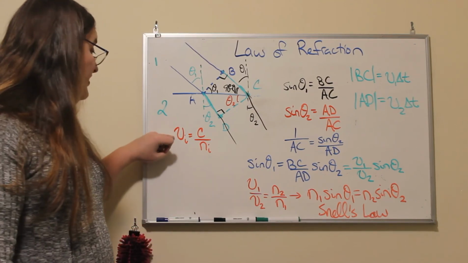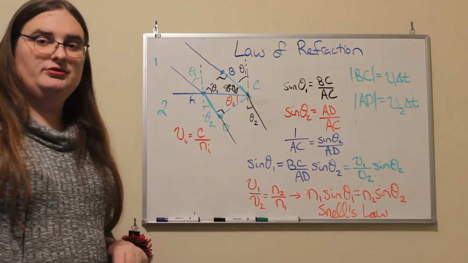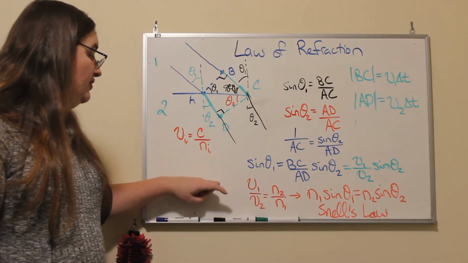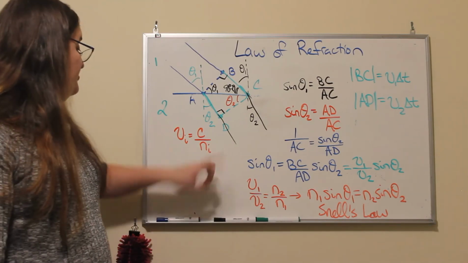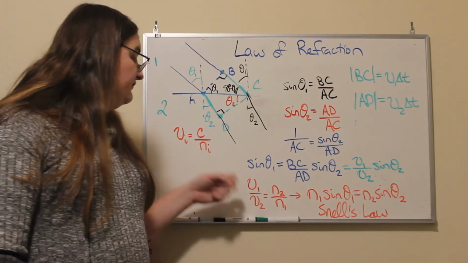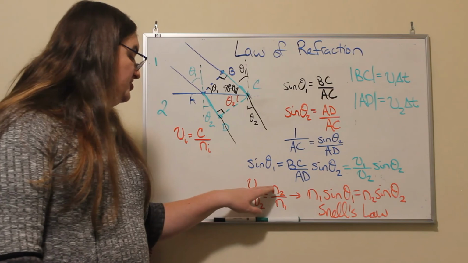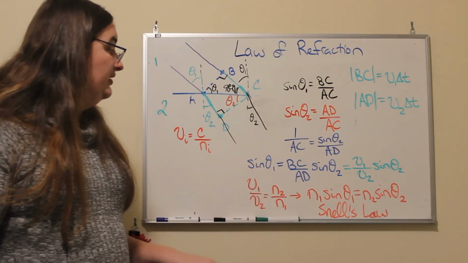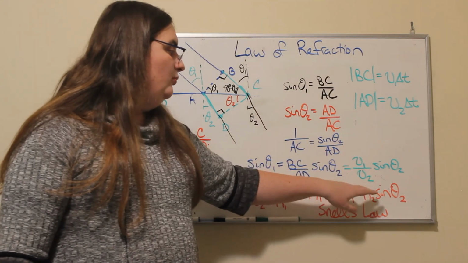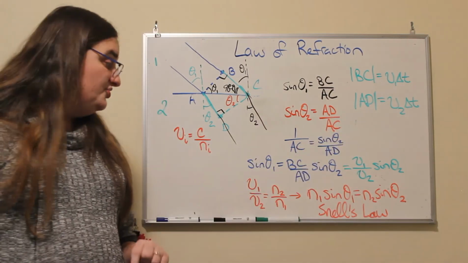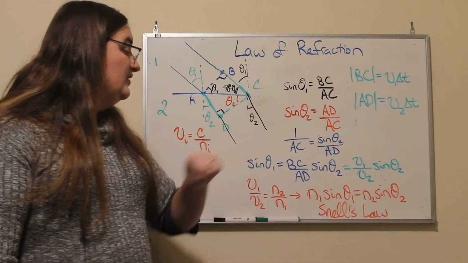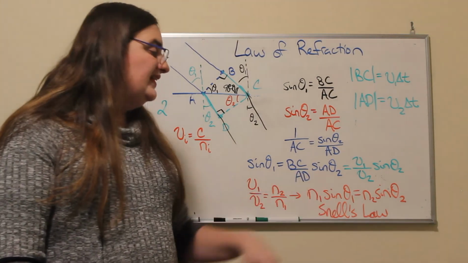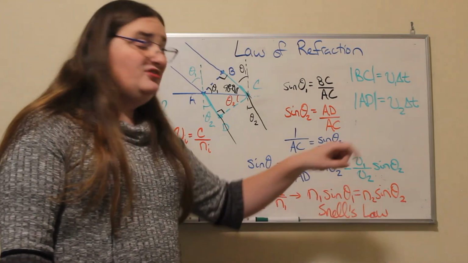So if I take V1 and divide by V2, I would have c over n1 divided by c over n2, and to make that a proper fraction, V1 over V2 is just n2 over n1. So sine theta 1 is n2 over n1 times the sine of theta 2, or, in the way we're more familiar seeing with Snell's law, n1 sine theta 1 equals n2 sine theta 2.